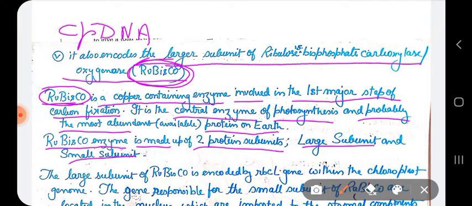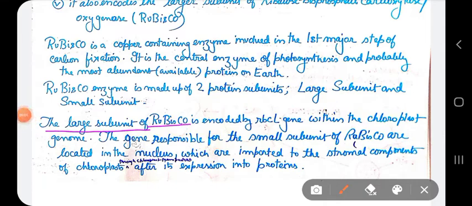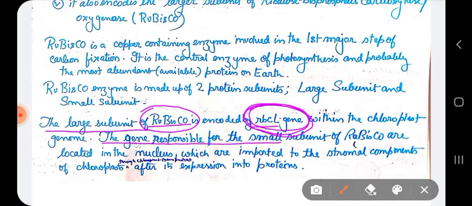Now this large subunit of Rubisco is encoded by a gene called the RBCL gene. Small letter rbc, capital L gene. This gene is located within the chloroplast DNA. And the gene responsible for the small subunit of Rubisco is located in the nucleus.